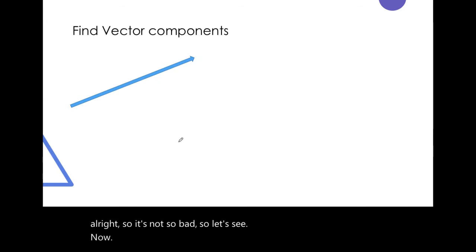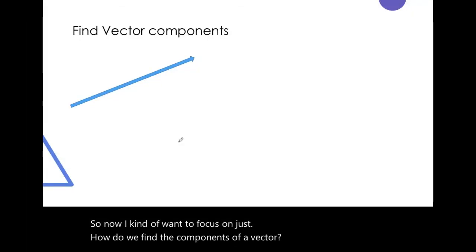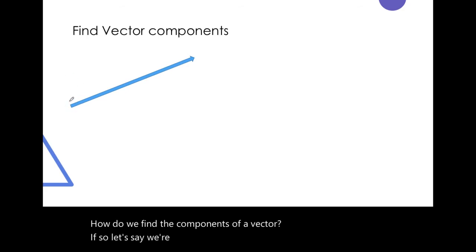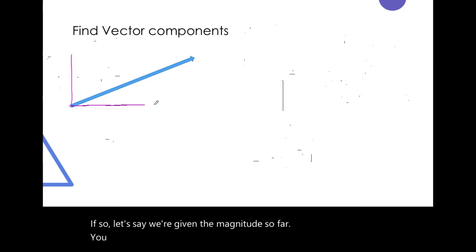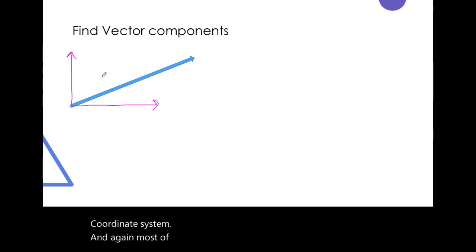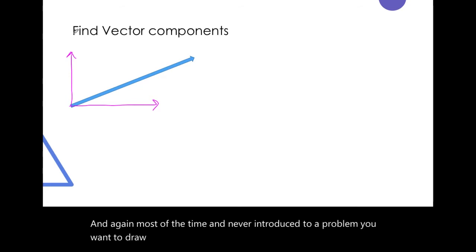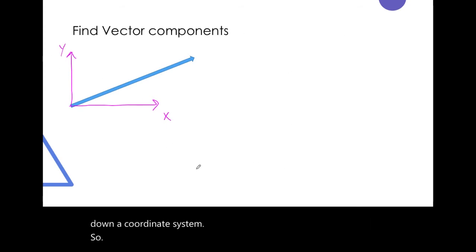Now I want to focus on how we find the components of a vector. Let's say we're given the magnitude. If I draw our coordinate system again, most of the time, whenever you're introduced to a problem, you want to draw your picture first. And part of drawing your picture is putting down a coordinate system. So you always want to do that first.